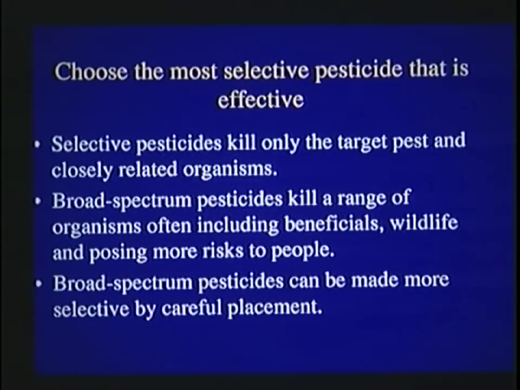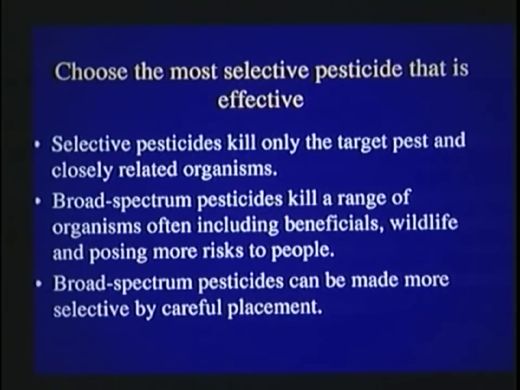range of organisms, from the pest to its natural enemies, to honeybees, to fish, and your dog and your kid, and earthworms, and all kinds of organisms in a broad spectrum insecticide. Sometimes a broad spectrum pesticide is the only thing available, but we can make it more selective by being very selective about how we use it.